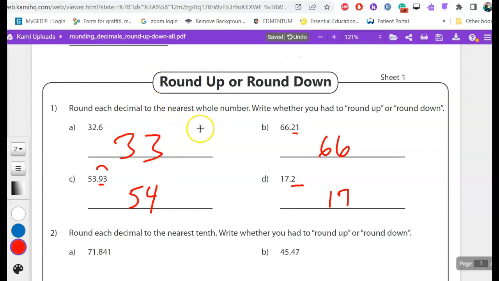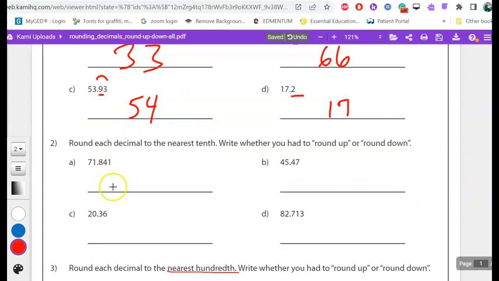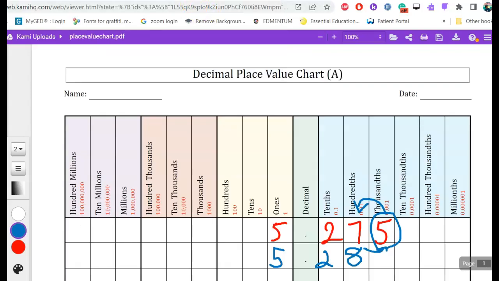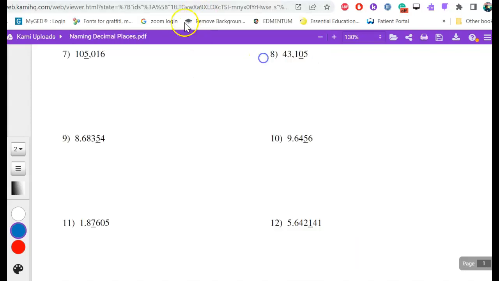Now let's get to place value with the decimals. This set right here says we're going to round to the nearest tenth. Okay. So remember with our chart, rounding to the nearest tenth. There we go.